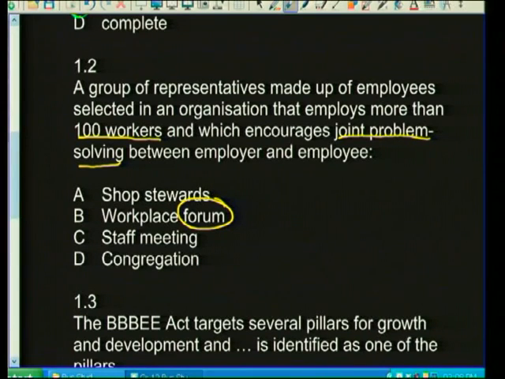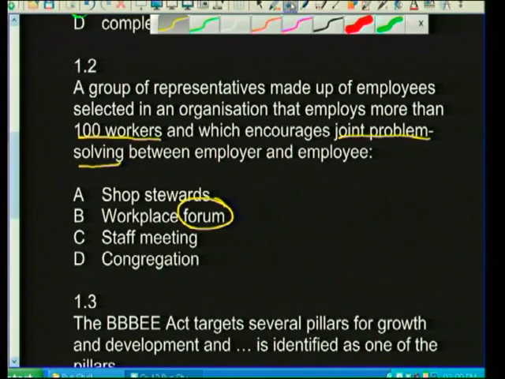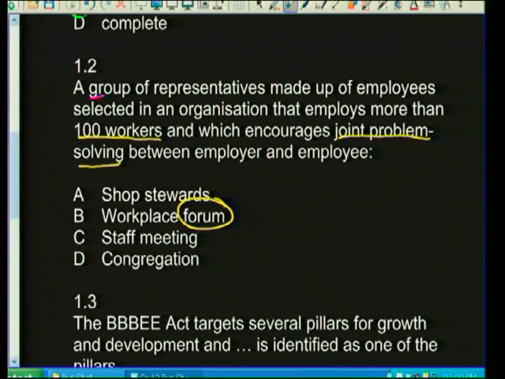Now let's go back to the question and see exactly what it is that they want us to answer here. It's a group of representatives. A group of representatives made up of employees selected in their organization. There must be more than 100 workers, and it encourages joint problem solving. Now the answer here is B, which is workplace forum.